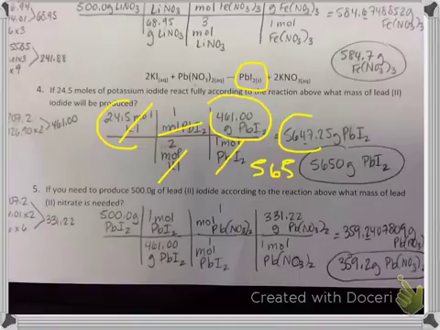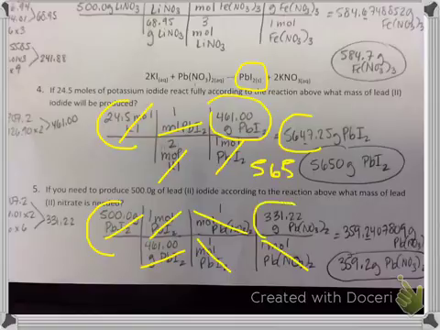Okay, last one, you're going from mass to mass, so it's a long setup. We go from grams of potassium iodide, grams of potassium iodide, moles of potassium iodide, moles of potassium iodide, moles of potassium 2 nitrate, moles of potassium 2 nitrate, and we end in grams of potassium 2 nitrate. So you get 359.2 grams.